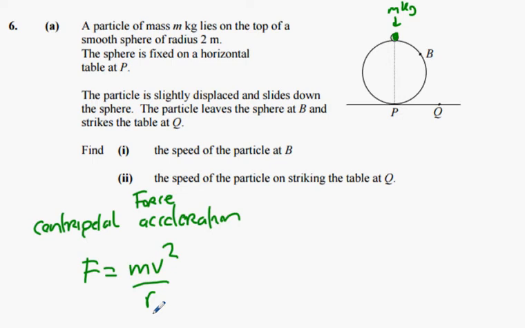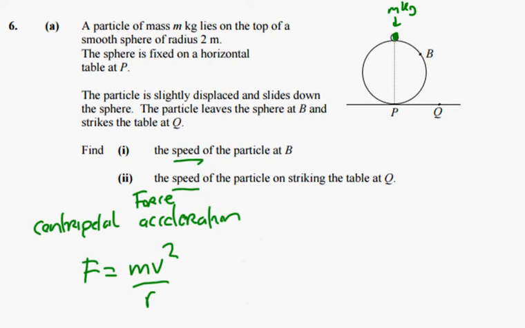What's the other version? Anybody remember? m r omega squared. Now, which one to use and why? It wants speed. It doesn't say circular velocity or angular velocity, does it? It doesn't say angular speed. So that rules out the second one. So we're very much in the mv squared over r camp there.